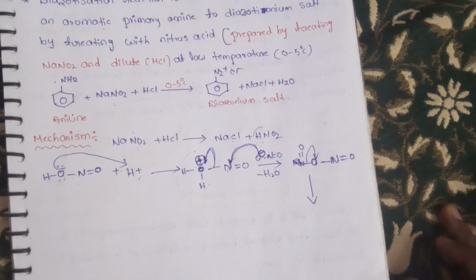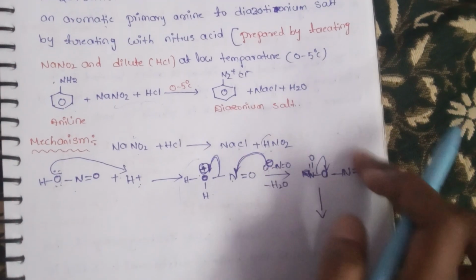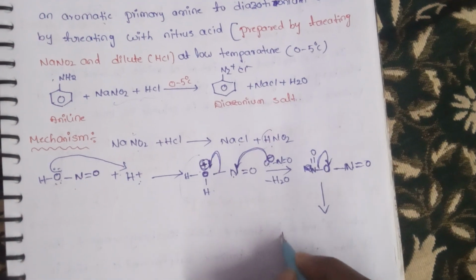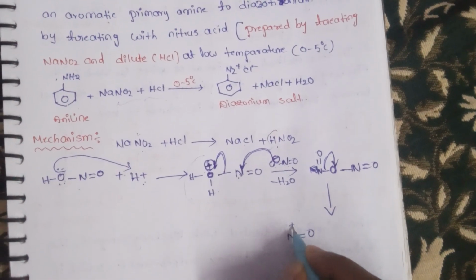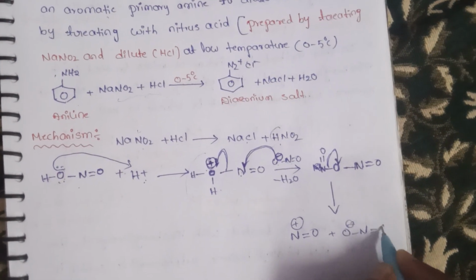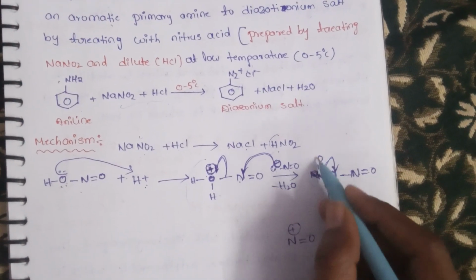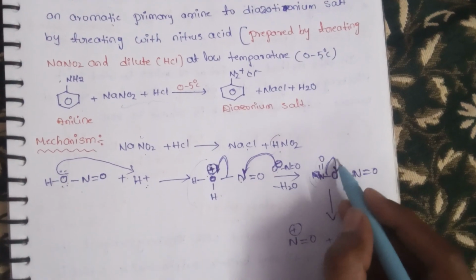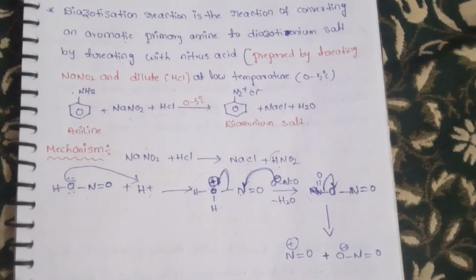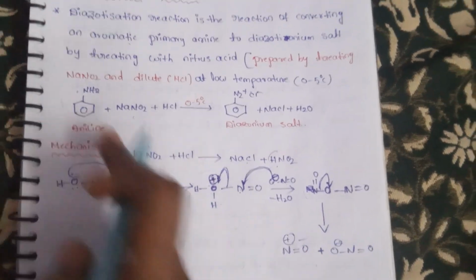Now we have to break these bonds. So now we have to break this bond. Now we have to write like this, then the formation is N double bond O, one form, and O N bond is one form. N double bond O is one formation, and this ONO is one formation. This is the breaking of the bond. So this N plus O reacts with aniline.